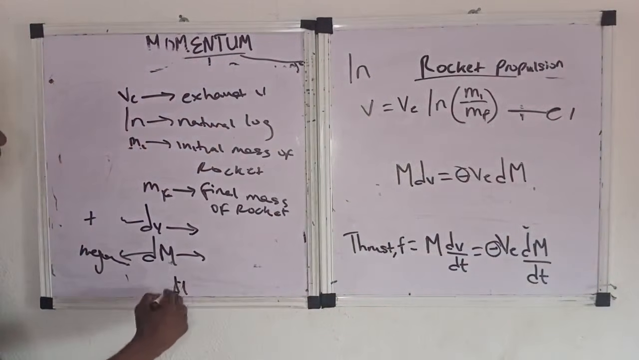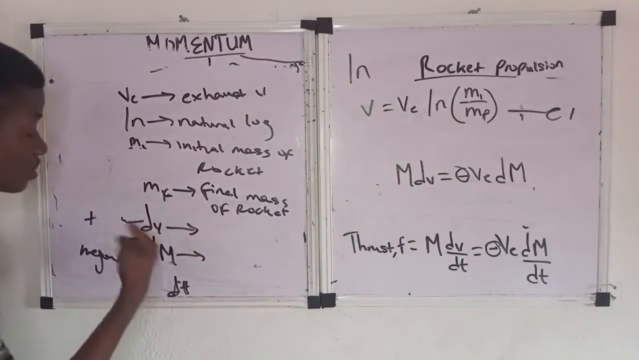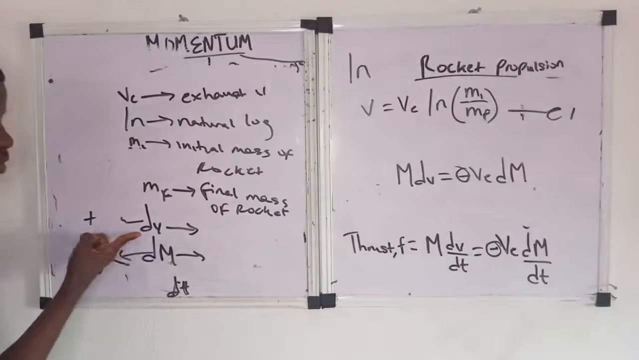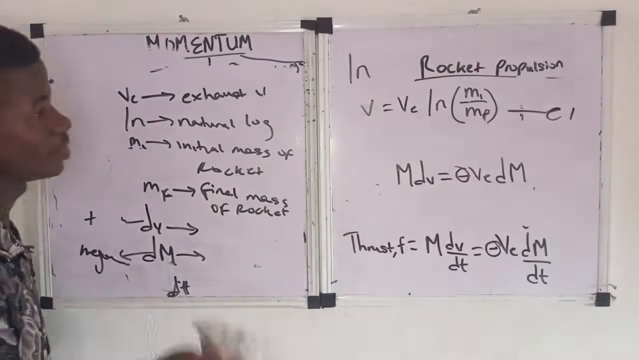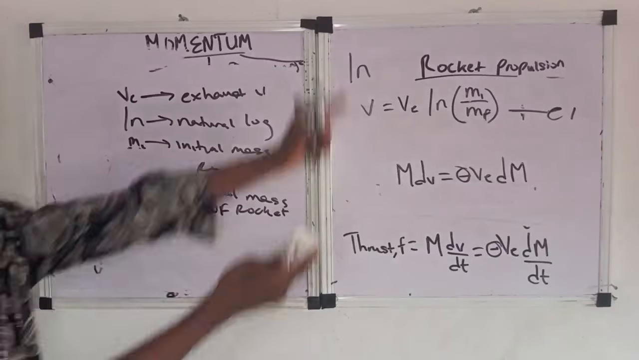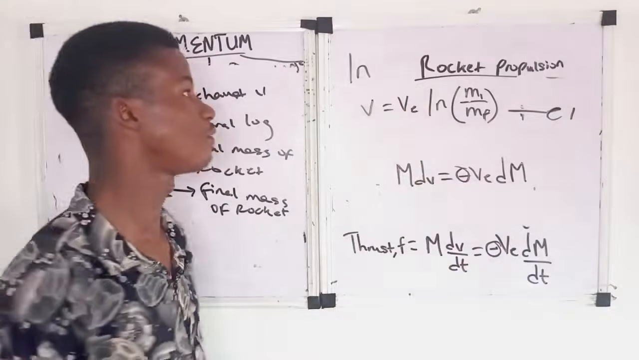Then the dt is that small time in which there's a small increase in velocity and a small decrease in the mass. So that is just it. Taking note of this formula is very easy. Just take note of the formula. We are going to use them to solve.